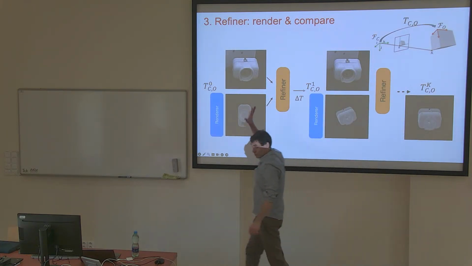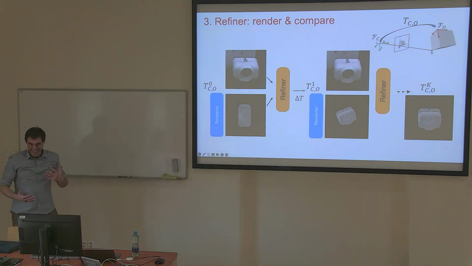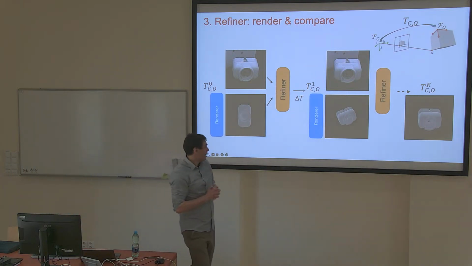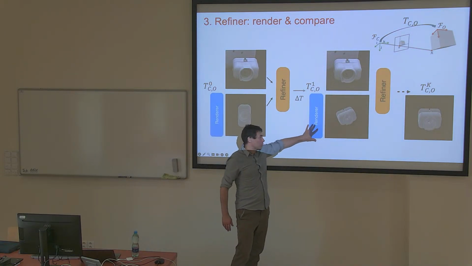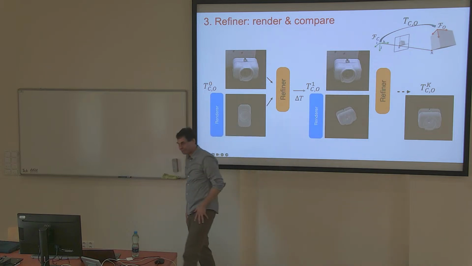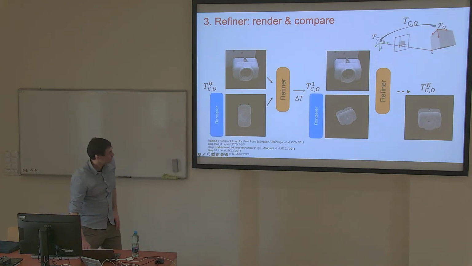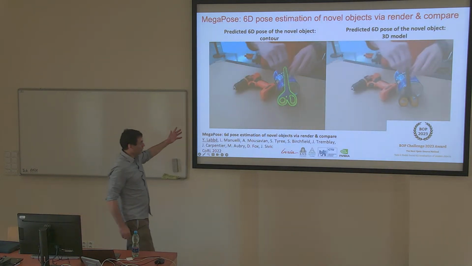But it relies on the initialization to be correct. So this is what's called render and compare. So you render and compare and you predict an update. Yes? And the renderer is trained also, or is it some? The renderer, it's a classical renderer. You just take the CAD model, you render it. So this is the algorithm.